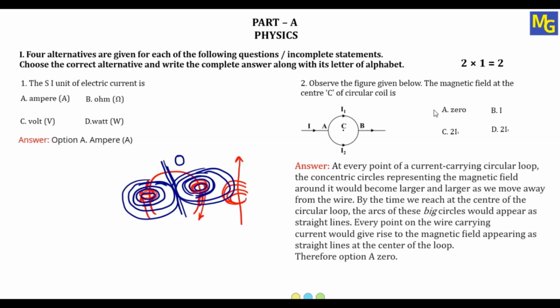Option A is 0, option B is I, option C is I squared, and option D is 2I squared. So here the correct answer is option A, 0. I will read the answer.